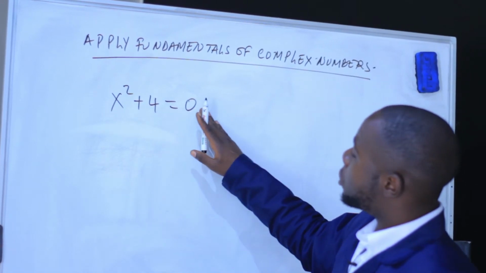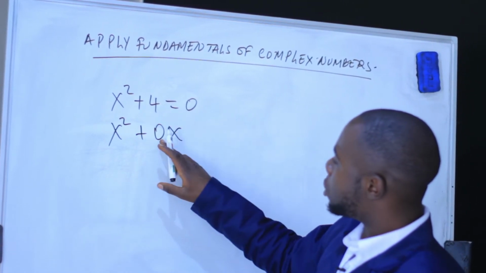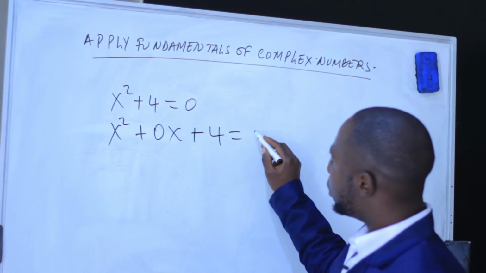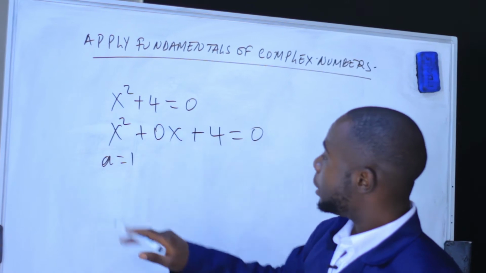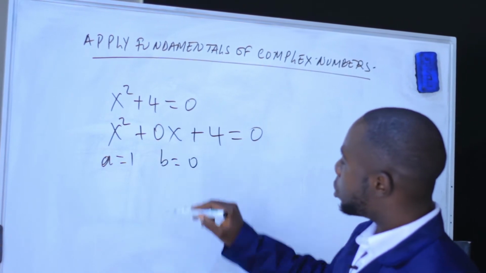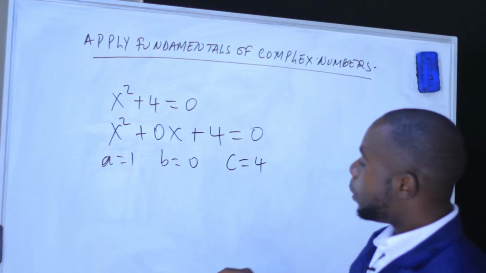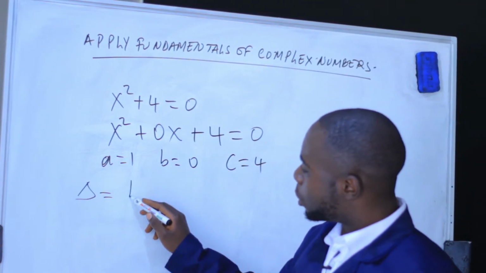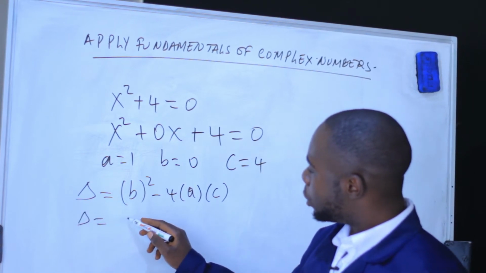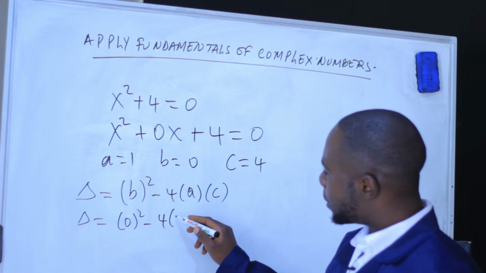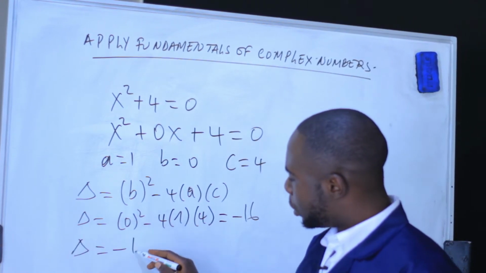x squared plus 4 equals 0. This equation can have this form: x squared plus 0x, because 0 times x is equal to 0, plus 4, equal to 0. The number before x squared is called a, which is 1. The number before x is called b, which is equal to 0. And the number which has x power 0, or which has no x, is called c, which is 4. We are going to talk about the discriminant. Discriminant is equal to b squared minus 4ac. The discriminant will be equal to 0 squared minus 4 times 1 times 4, which is equal to negative 16.